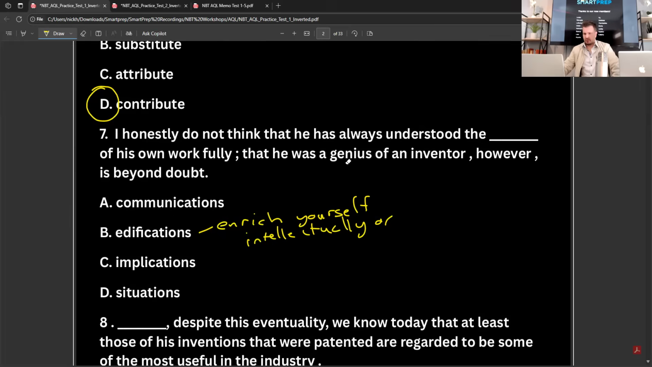So for those of you who are curious about what that means, the implications of his own work sounds correct. Situations of his own, so it would be C. Understood the implications, right? The implications means the consequences, right? So the consequences of his own work fully.